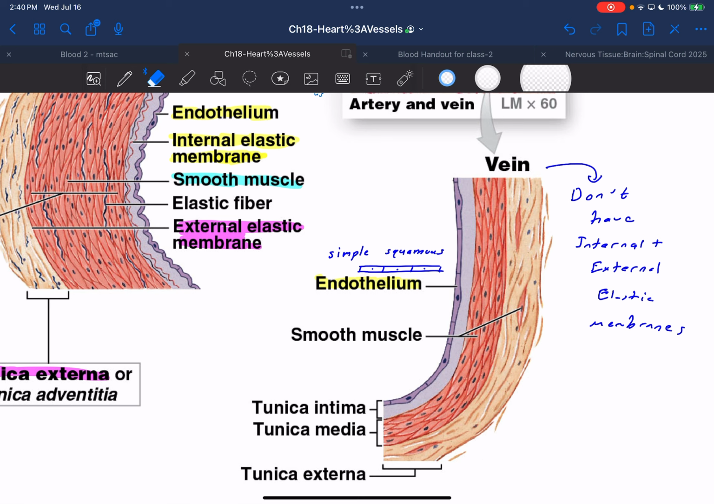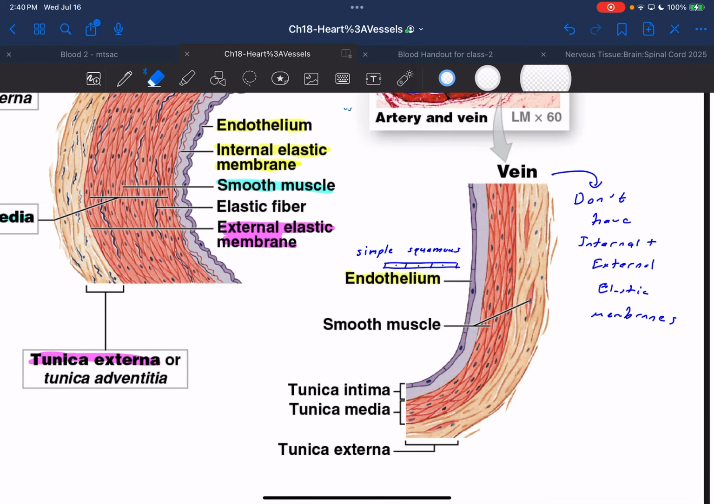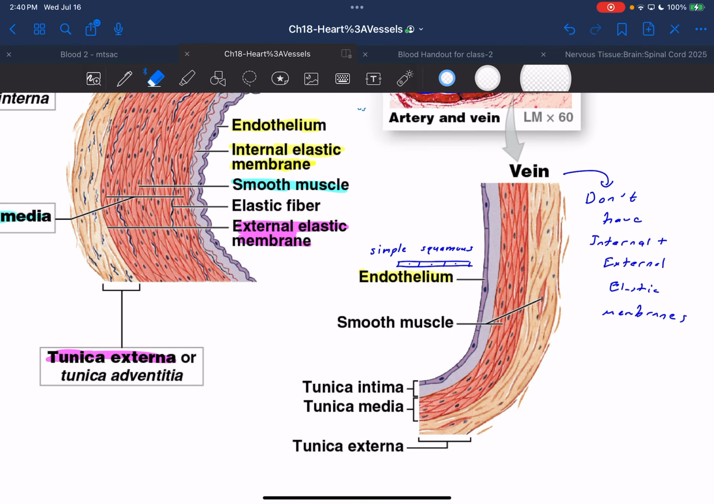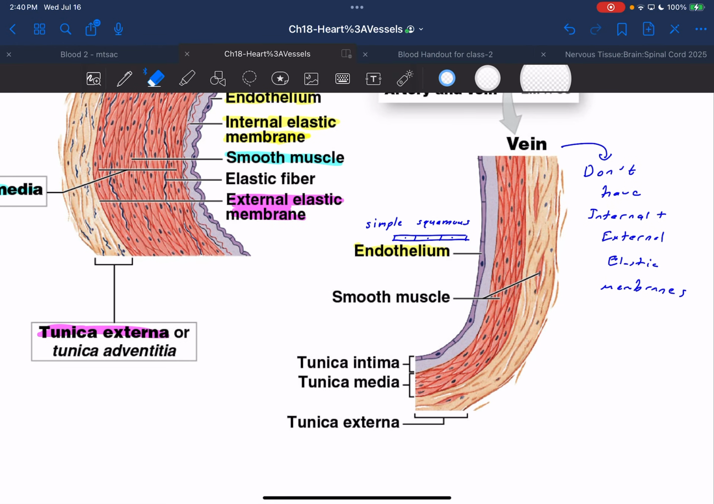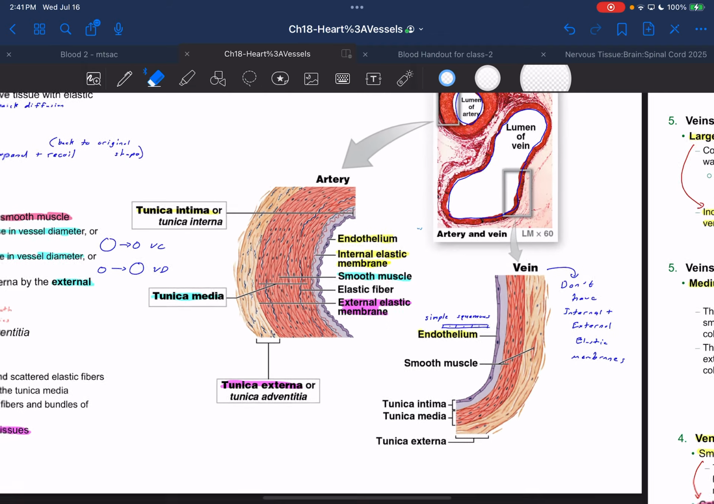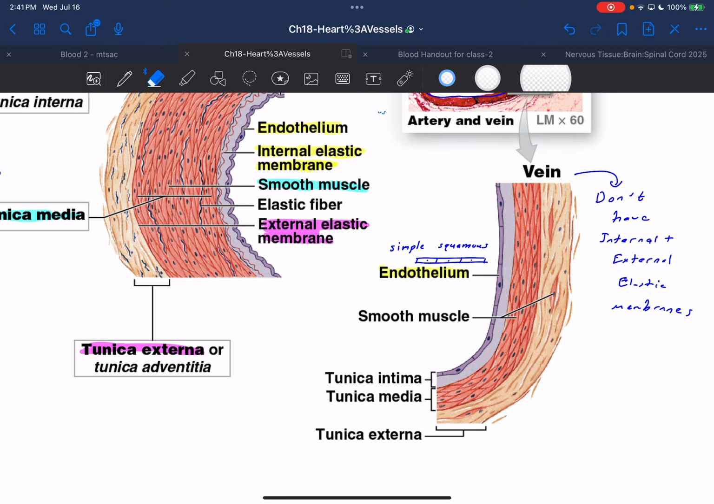You'll notice not really much is mentioned about elastic fibers in the veins. And they also don't have a thick smooth muscle layer. But they have the same tunica externa doing the same thing, anchoring it to blood vessels. And so they also do not have that internal and external elastic membrane. Take a moment to write this down.